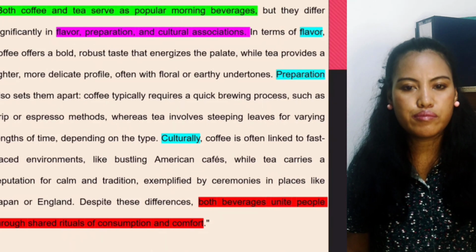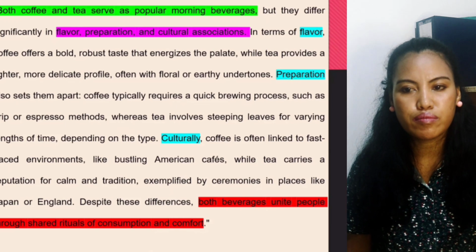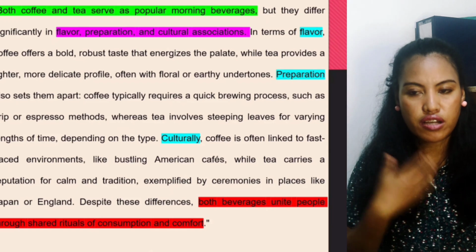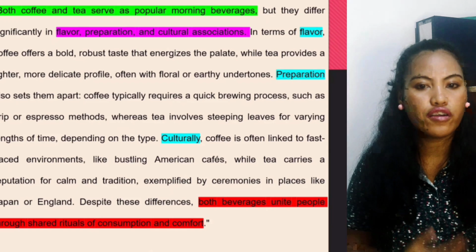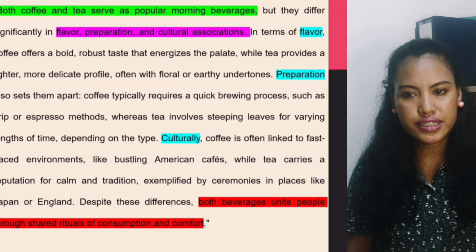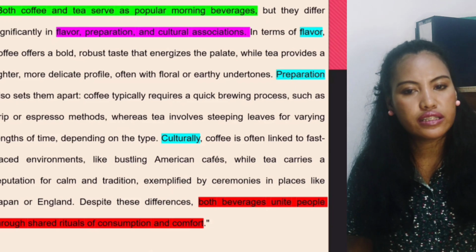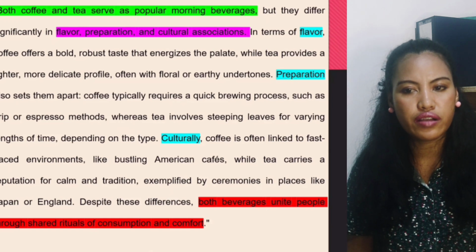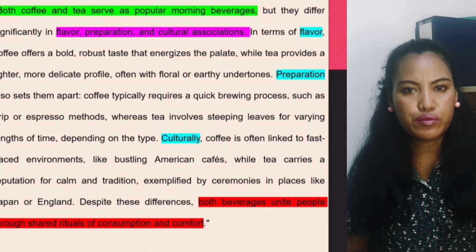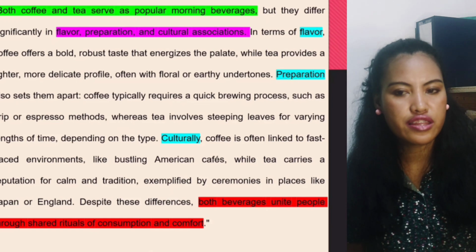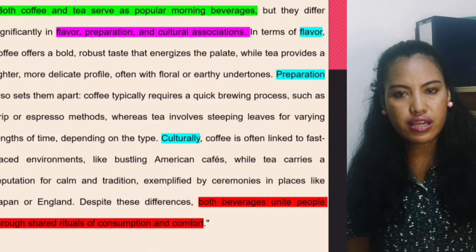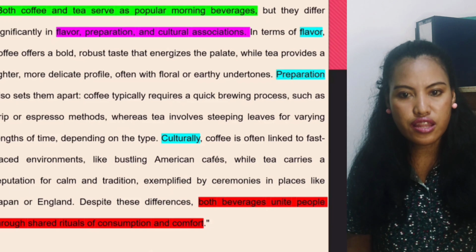So let us read. Both coffee and tea serve as popular morning beverages. So this is now your topic. So this is talking about the popularity of coffee and tea. So our items here are mentioned. Item one is coffee, item two is tea, but they differ significantly in flavor, preparation, and cultural associations. So this is your plan of development. So we will be mentioning the flavor, preparation, and the cultural association. So it is expected that these three will be mentioned in the following order.